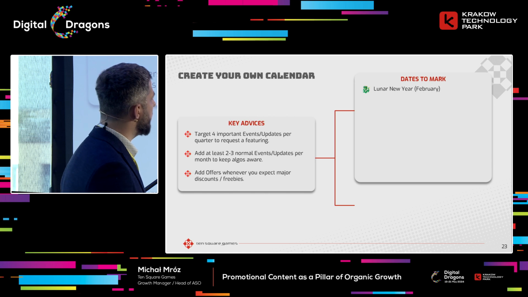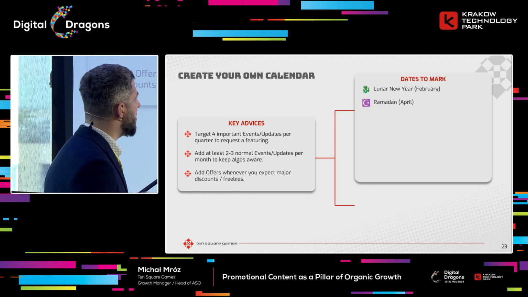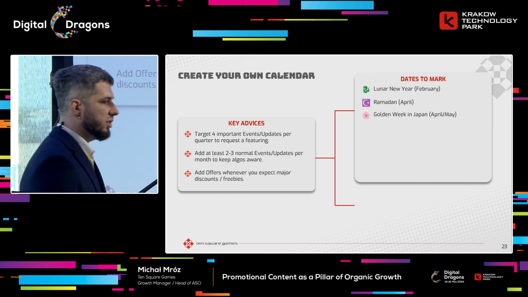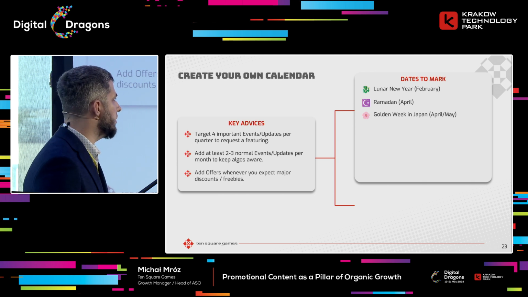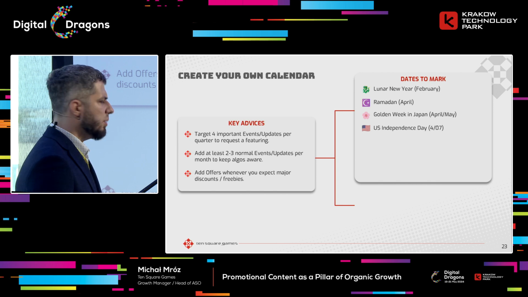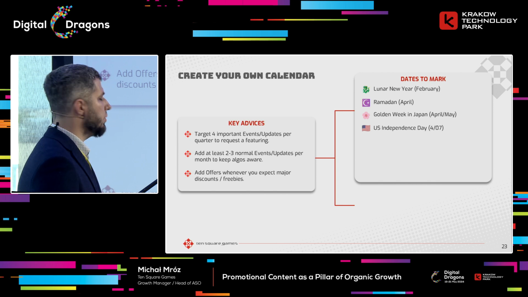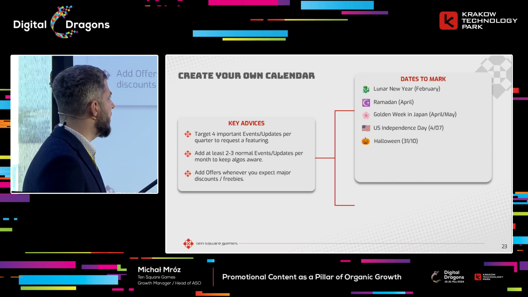So, for example, you have Lunar New Year in February. You have Ramadan this year in April. You have Golden Week in Japan. This is the best monetizing event in the year when it comes to Japan. You have also US Independence Day in July. That's something that you would really like to target when you have a big audience from the US.